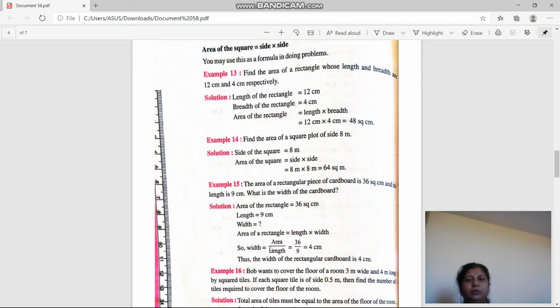Okay, so width is equal to area upon length. So what is area? 36. What is the length? 9. So 9 times 4 is 36. So it is 4 centimeter. Thus the width of the rectangular cardboard is 4 centimeter. Okay, now next example.